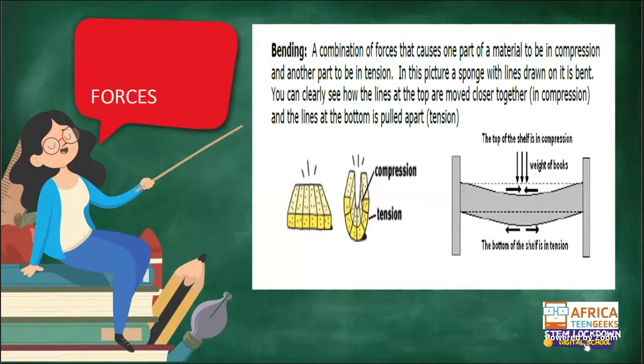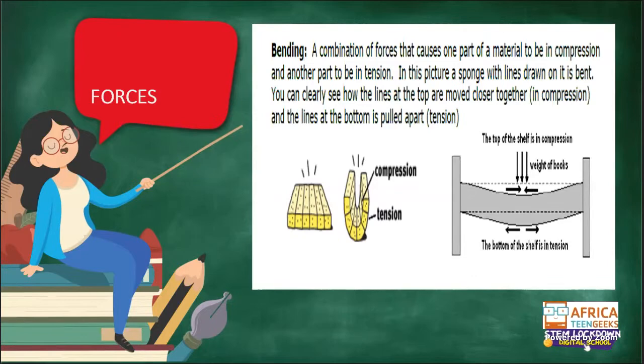We have got these diagrams here. A bending force is a combination of forces that causes one part of the material to be in compression and another part to be in what? Tension. In this picture, a sponge with lines drawn on it is bent. You can clearly see how the lines at the top are moved closer, in compression, and the lines at the bottom are pulled apart, that is tension.